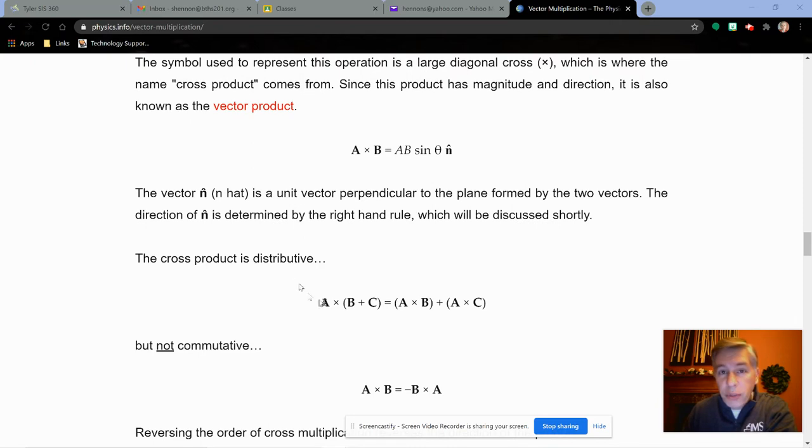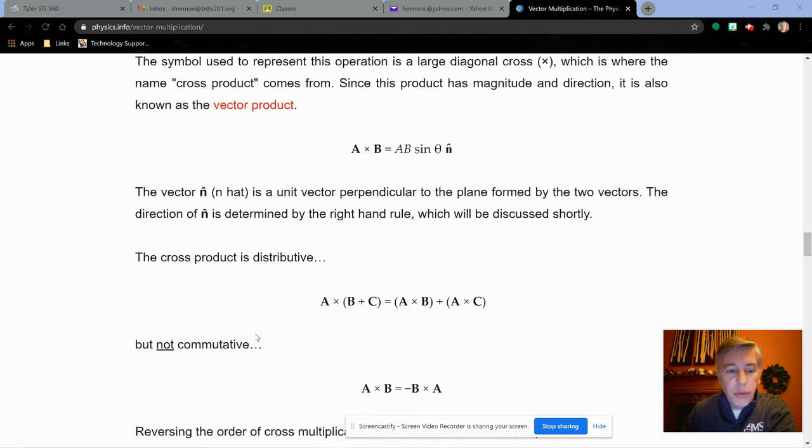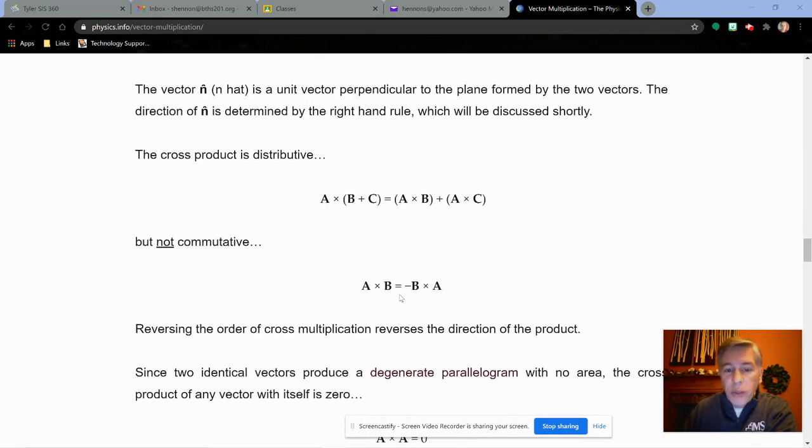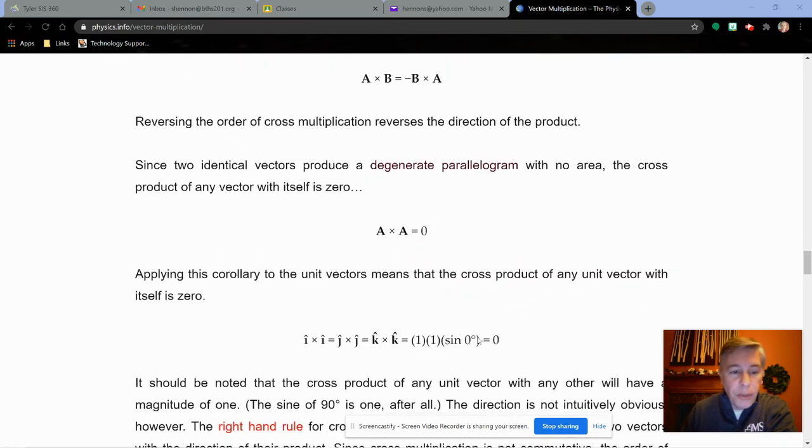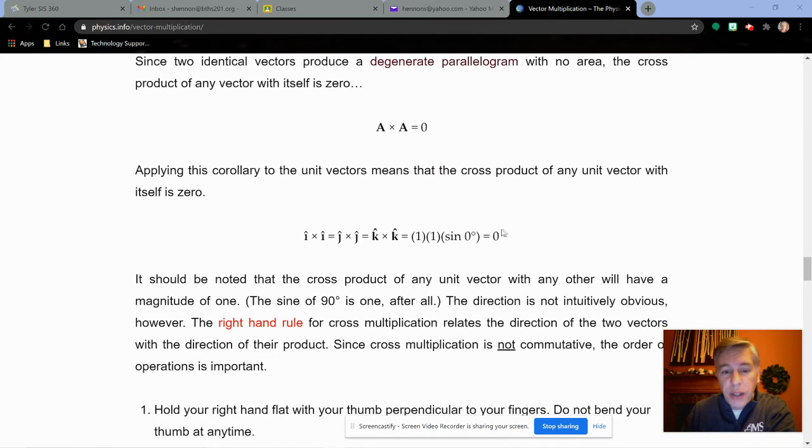Cross products are distributive, so you can multiply them through, but they're not commutative. You notice A cross B was not equal to B cross A. It's actually the opposite of it. In other words, it points in the opposite direction, so it has a direction that's opposite to it. If you cross something with itself, you'll get 0 because the angle will be 0 and sine of 0 degrees is 0. So all the unit vectors crossed with themselves are 0.